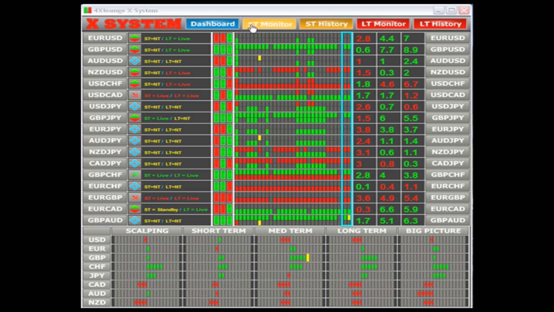If we move into the next page, we have the short-term monitor, the short-term trade history, the long-term monitor, and the long-term trade history. If we take a look over here at our trade condition window, we can see that both the euro dollar and the pound dollar have long-term trades, but they do not have short-term trades. However, the dollar CAD has both a short-term trade and a long-term trade running at this moment. So let's take a look at the dollar CAD trade and see how it's doing.